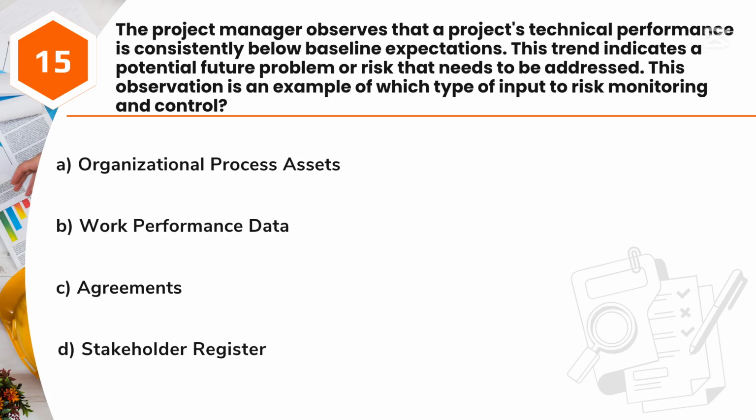Question 15. The project manager observes that a project's technical performance is consistently below baseline expectations. This trend indicates a potential future problem or risk that needs to be addressed. This observation is an example of which type of input to risk monitoring and control? A. Organizational process assets. B. Work performance data. C. Agreements. D. Stakeholder register.